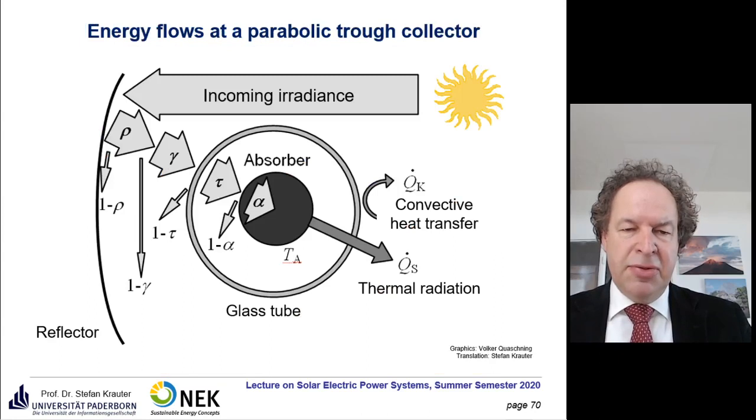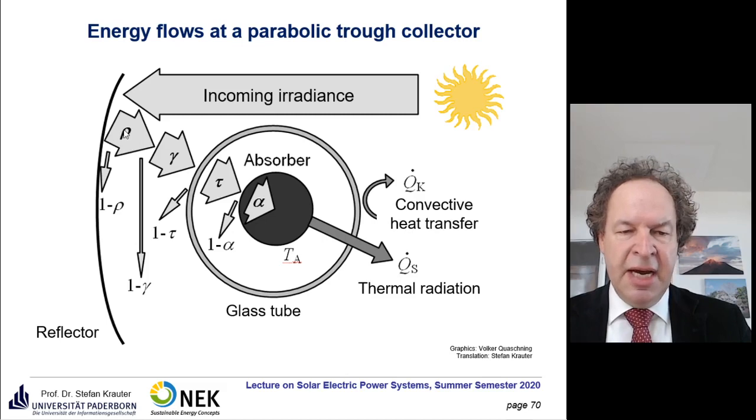So let's go into the power flow. The first part you know very well, incoming irradiance. We have been discussing this a lot in the last lectures. Then you have the reflector. There's something lost because it's not perfect reflection here. This is the index rho.